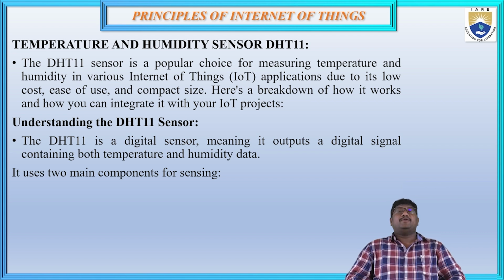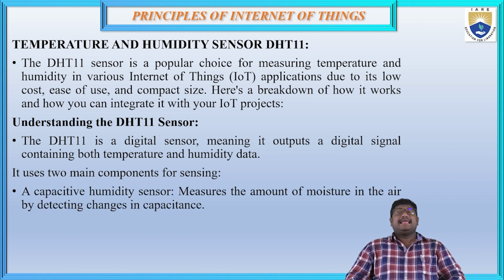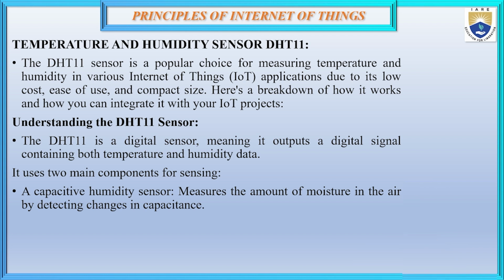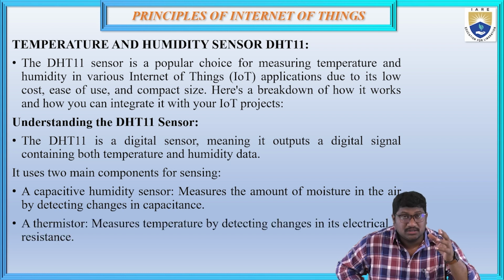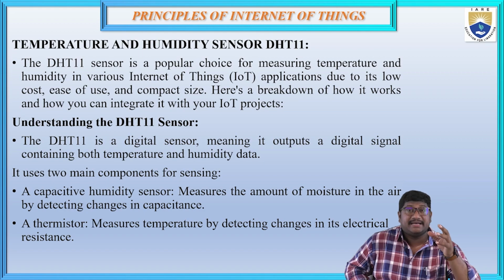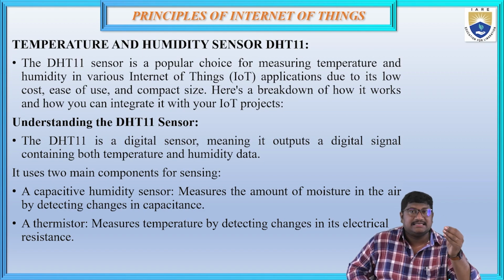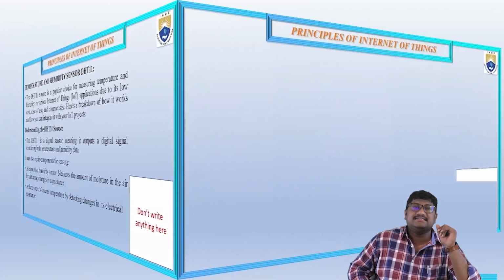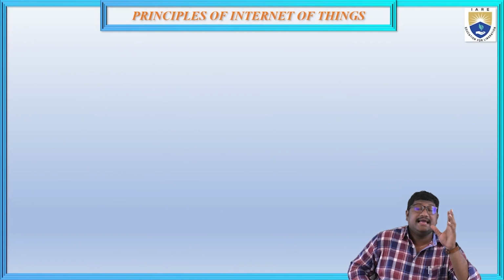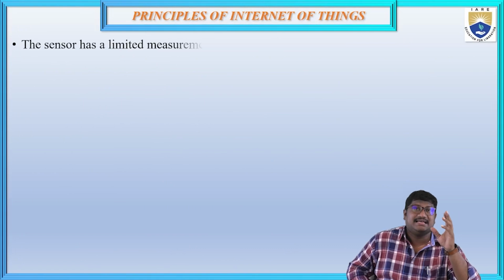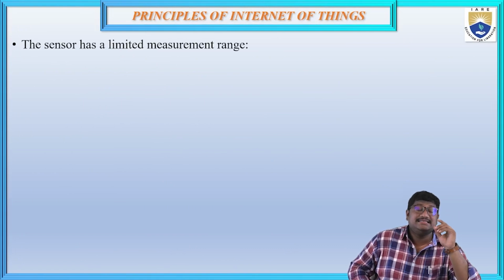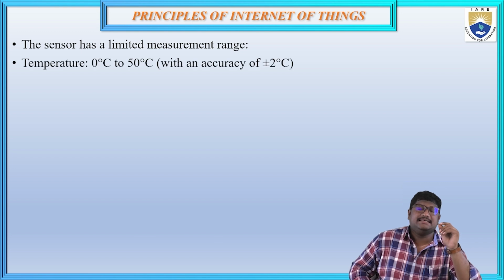Here there are two components for sensing. One is a capacitive humidity sensor, which measures the amount of moisture in the air by detecting changes in capacitance. And the second one is a thermistor, which measures the temperature by detecting changes in electrical resistance. These are the two components which exist in the DHT11 sensor. And this sensor has a limited measurement range.